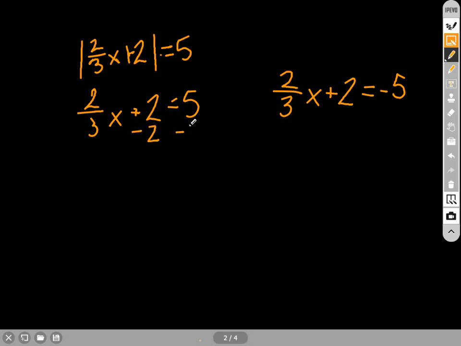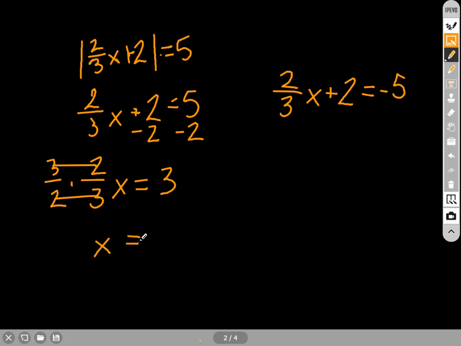So again, I want to subtract 2 from both sides. I have 2/3 x equals 3. Multiply by the reciprocal. That's how I get rid of a fraction, because I end up with 6/6, which is 1. 1 times x is x. If I do it on that side, I've got to do the same thing on this side. Multiply by the reciprocal of 2/3, which is 3/2, so I end up with 9/2, which is 4.5.